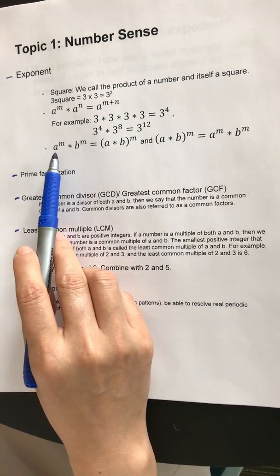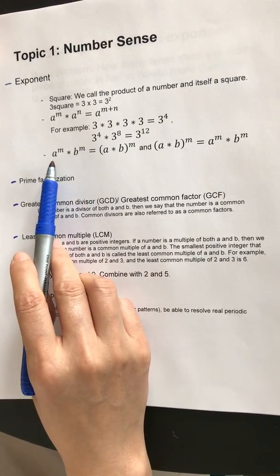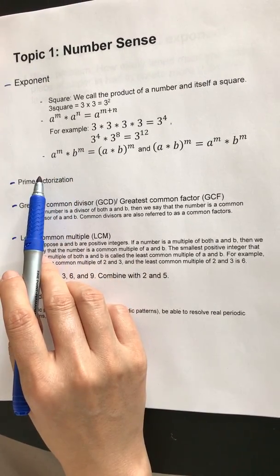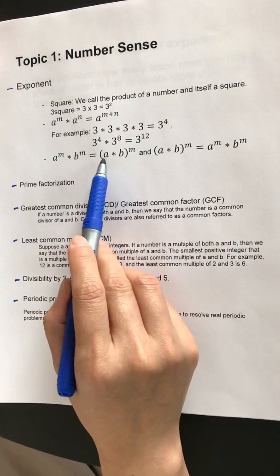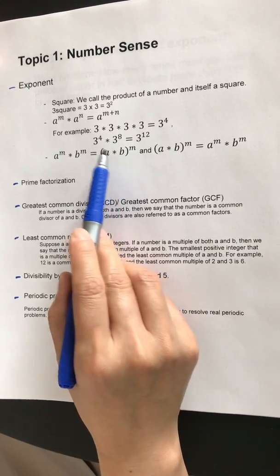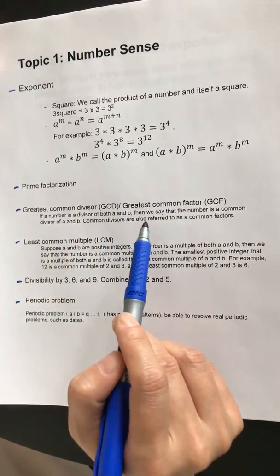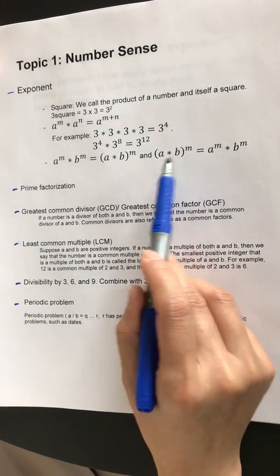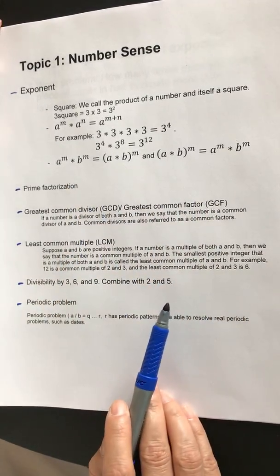The other form is when you have the same exponent, however, the base is not the same. Now you can combine the bases together, a multiplied by b, then apply the exponent. This is the reverse form of this.